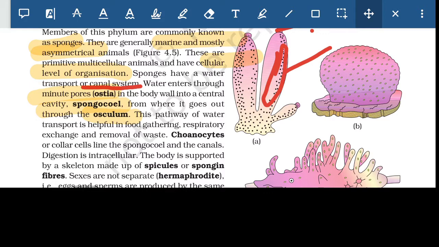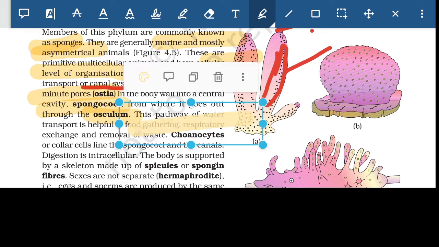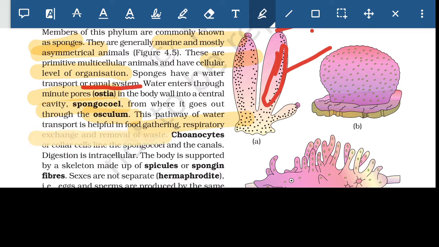Next, this pattern of water transport is helpful in food gathering, respiration, exchange, and removal of waste. So it helps in gathering of food, that means ingestion, respiration, exchange, and removal of waste. So it works like an excretory system and respiratory system, and digestion is intracellular, that is a different thing.